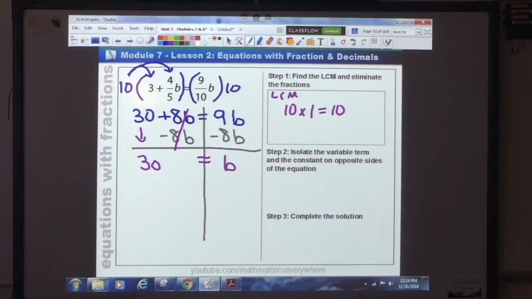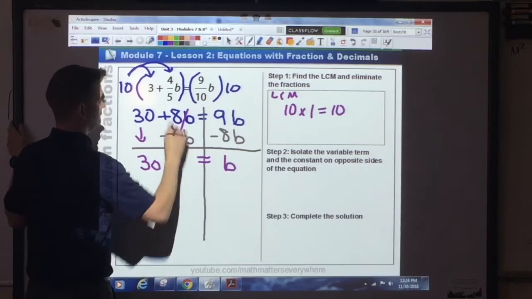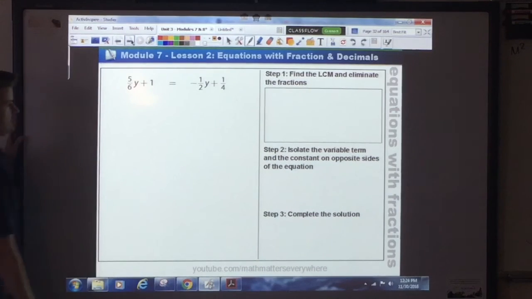Yes. Because 9 minus 8 is 1, you don't have to put the 1, so it's just b. You've solved it. As long as it's a positive 1, you're done. Okay. Let's try another one. All right, let's try this one here.